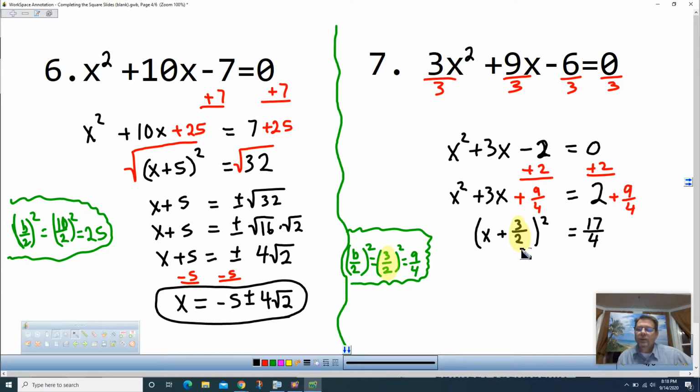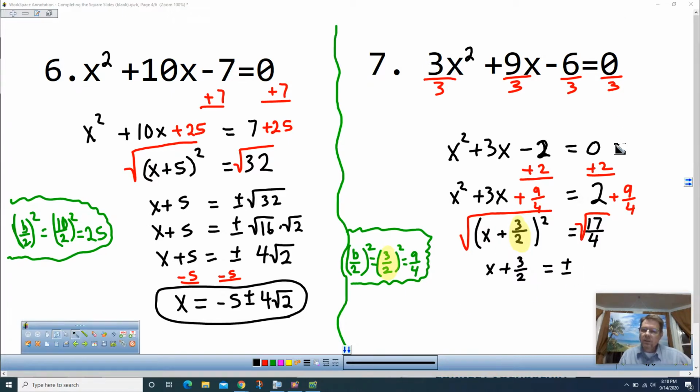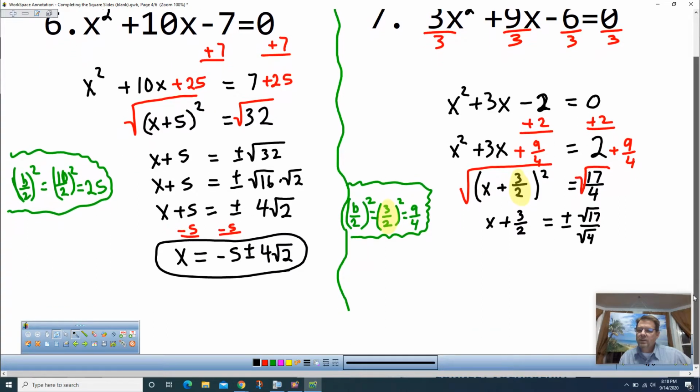Easy enough. And now we're going to take the square root of both sides, just like we always do. And whatever's inside goes out to the next line. Equals plus or minus the square root. Let's break this up into the square root of 17 over the square root of 4.